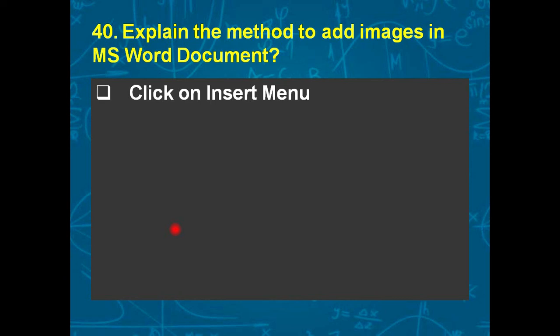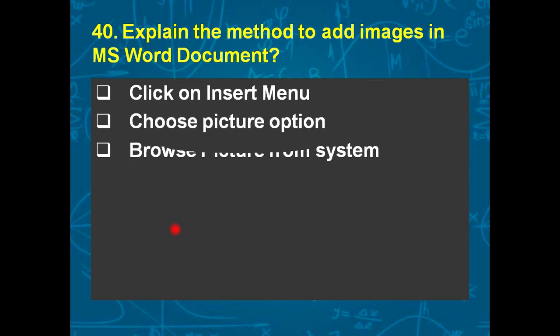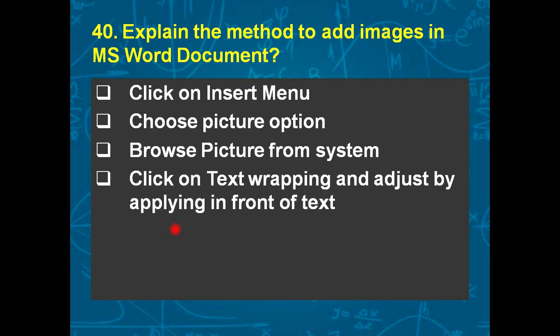Click on the insert menu, then choose the picture option. We will find a picture option on the insert menu. Browse picture from your system. अपने system से picture को ढूंढिए and then click on text wrapping and adjust by applying the font of the text. Text wrapping पे click कीजिए और adjust करें उसको.